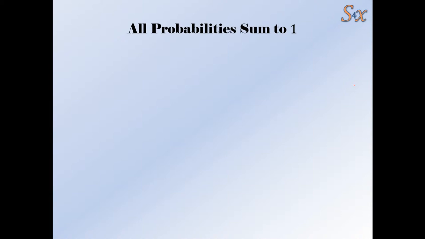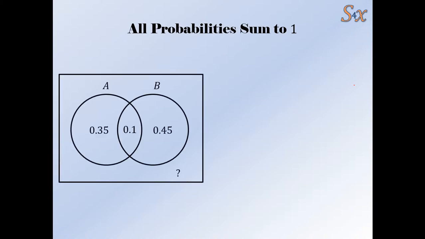Okay, so something you probably already knew, all probabilities sum up to 1, and we can use that to help us complete Venn diagrams a lot of the time. So here we've got a Venn diagram with two events, A and B, and it's got probabilities in. So there's 0.35 in A who don't do B, there's 0.1 who do A and B, and there's 0.45 or 45% of people who just do B.